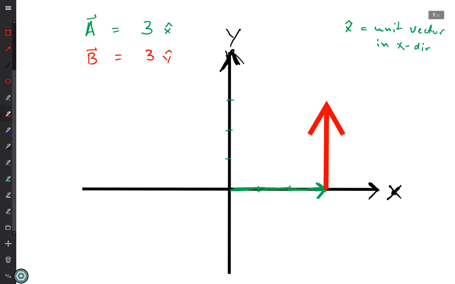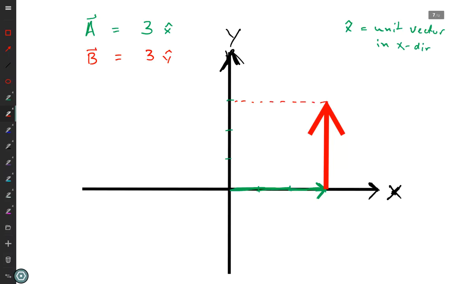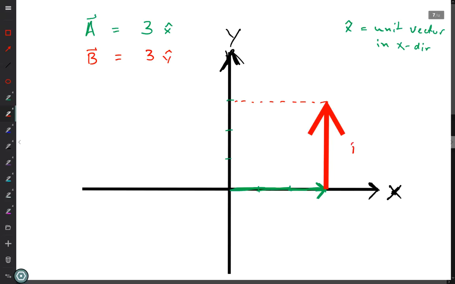How do I know where to stop? Well, I tried to stop where that would come across. So I went 3 over and 3 up. And then the question is, what's the answer if I add these two together? I have my B vector drawn here. I have my A vector drawn here. How do I find the A plus B vector?